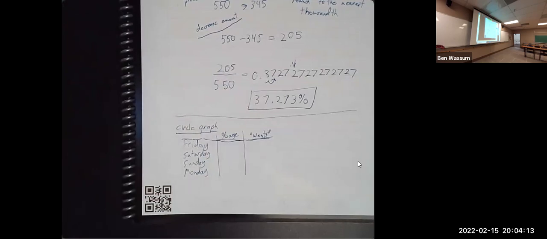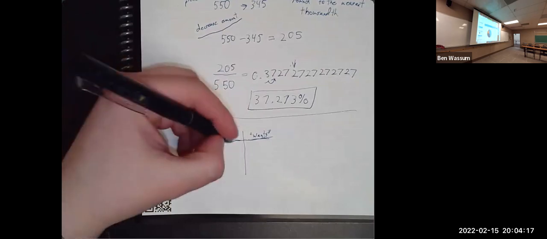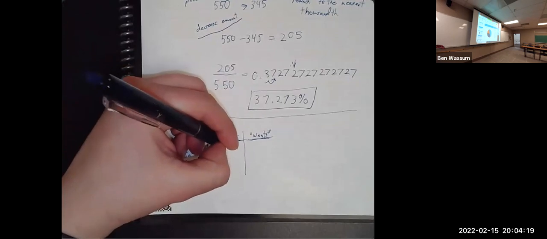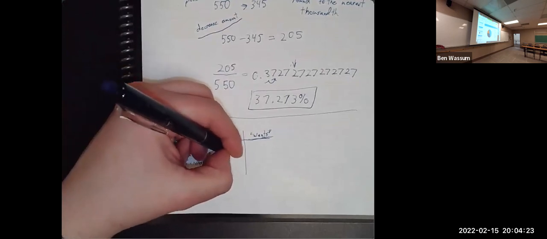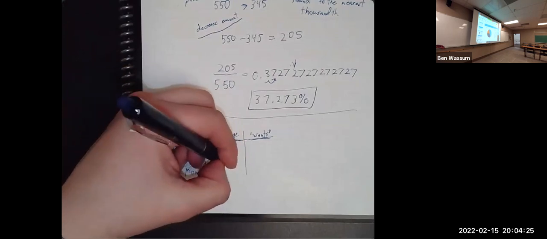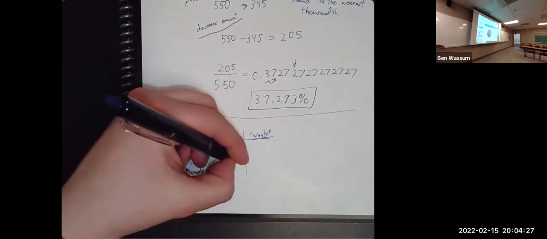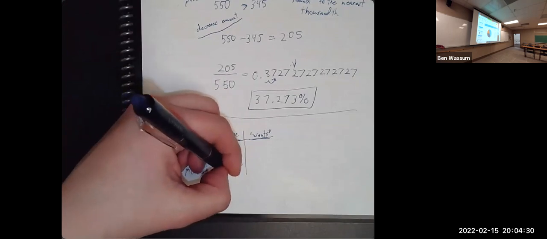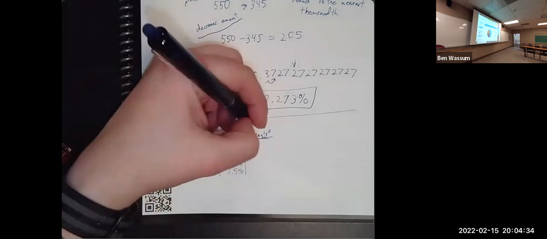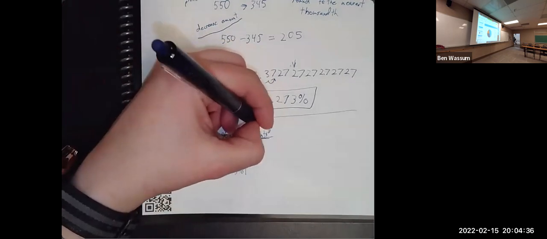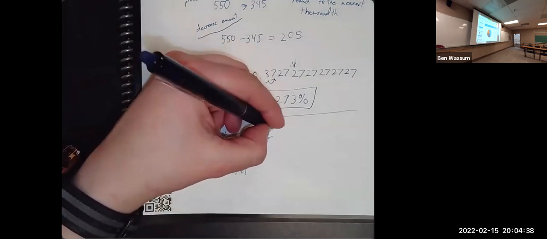So I'm going to take some data off of the table. On Friday, I have 43%. Saturday, I have 32%. Sunday, I have 17.5%. And Monday, I have 7.5%. For the wants, we have a total of 475.